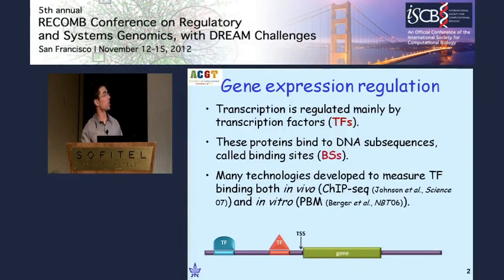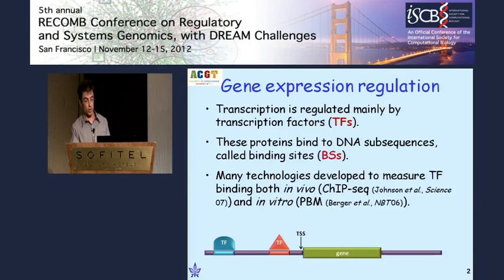As we know, gene expression is mostly regulated by transcription factors, which are proteins that bind to short DNA subsequences, which are termed binding sites. These are usually found in the promoter region. By this binding, the gene transcription is either promoted or impeded, and the binding affinity affects the level of gene expression. So we are interested in modeling and learning the binding affinity and binding preference of those transcription factors.